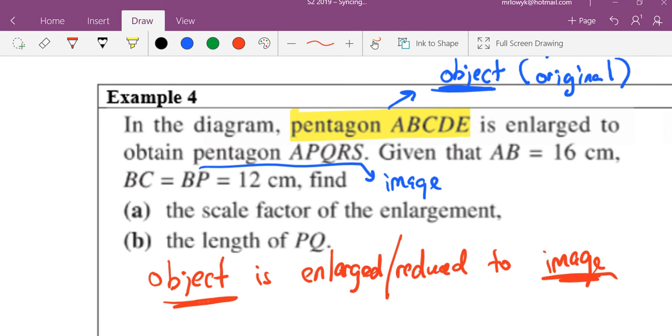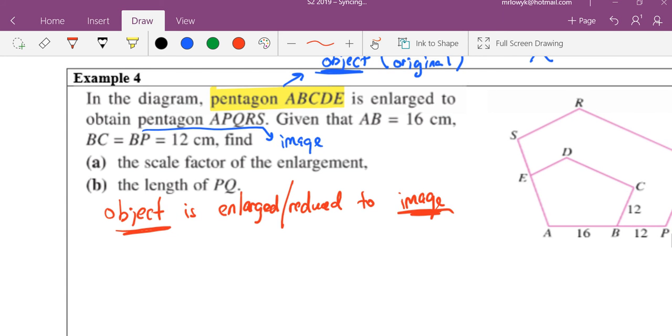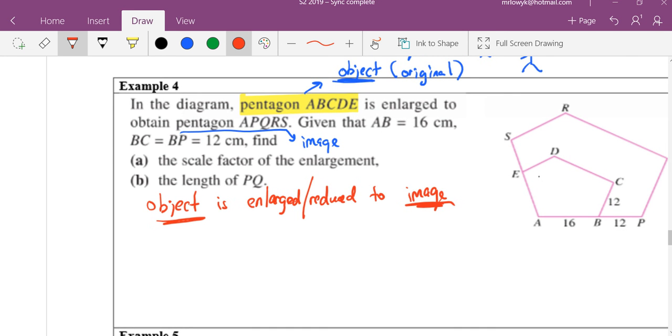Okay. Now let us try. So ABCD is the small one. So the small one is the object, right? The big one is the what?